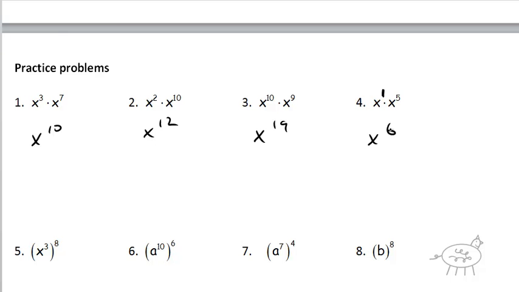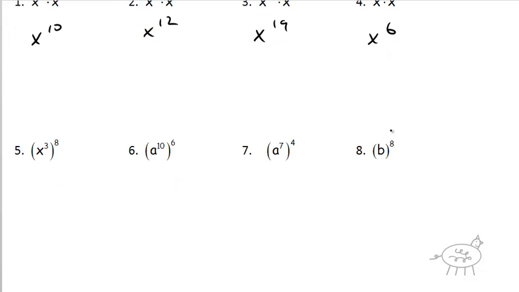I add those together. All right, these are a power to a power, so what do you do? You multiply the exponents. So it's x to the 24th. This is a to the 60th. This is a to the 28th power. This one, it's really a 1 here, so 1 times 8 is 8, so b to the 8th power.